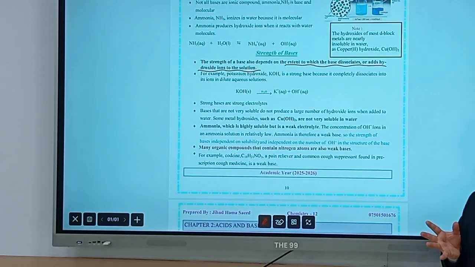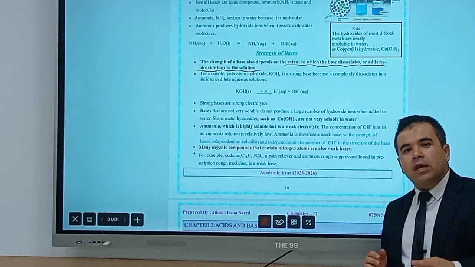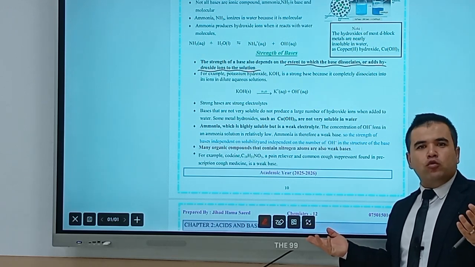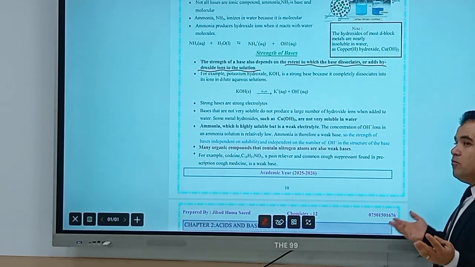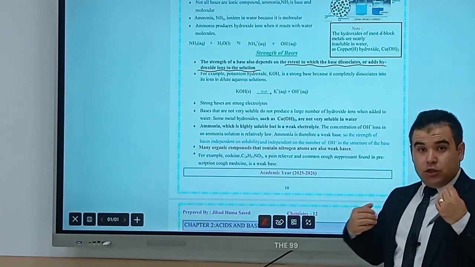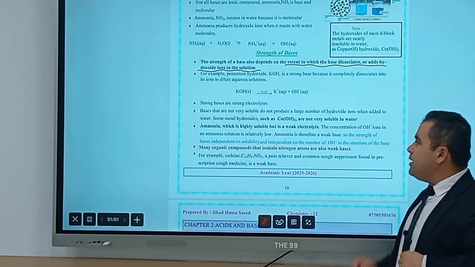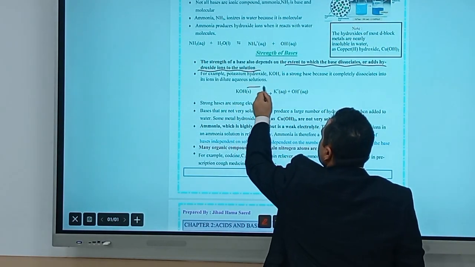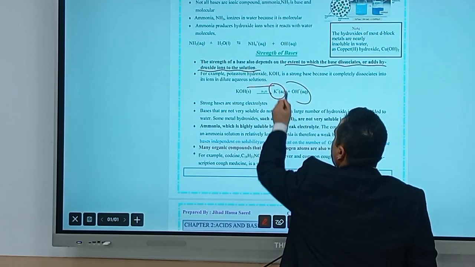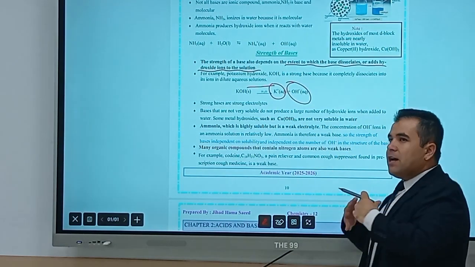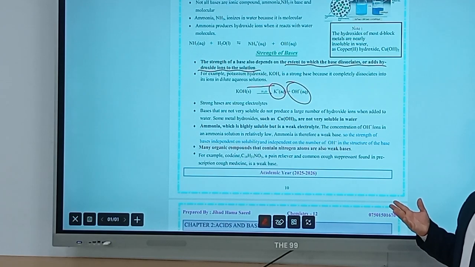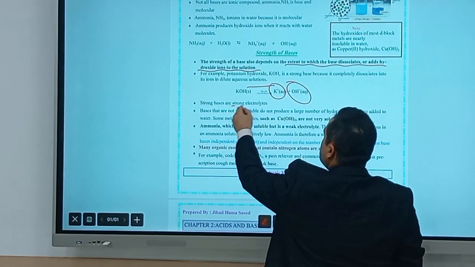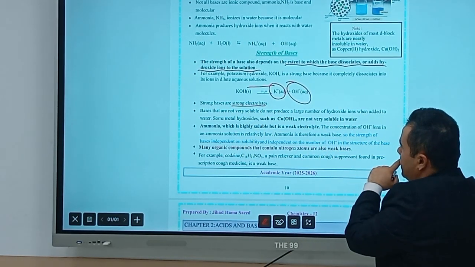If they have a high tendency to produce hydroxide, they completely dissociate, or we cannot say completely ionize, because molecular bases are all weak. If they partially dissociate or ionize, they become weak. If they completely dissociate, they become strong. For example, potassium hydroxide completely dissociates into potassium and hydroxide. So the compound itself has no existence. It can be classified as a strong base. Why? Because it completely converts into hydroxide. And strong bases are strong electrolytes, guys, in terms of their property.